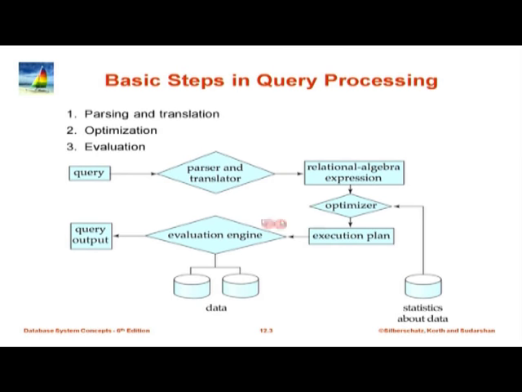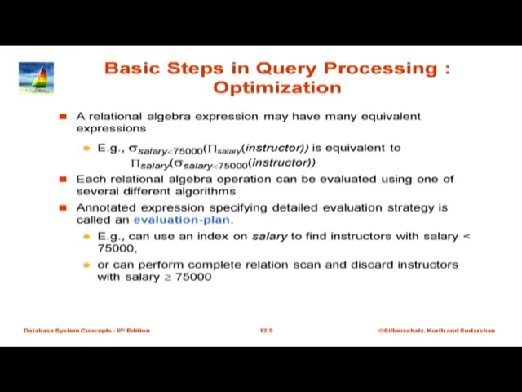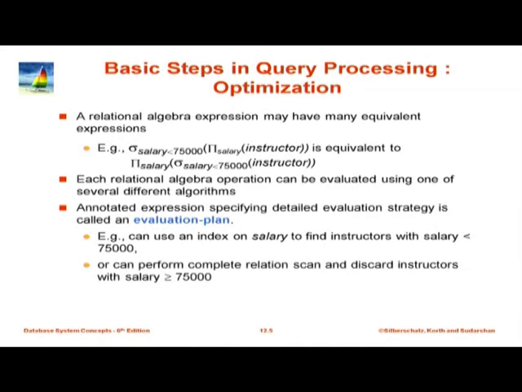Now, that plan is passed on to an evaluation engine, which takes the actual data from the database, processes the query and outputs the query result. So that's a summary of query processing. We have already seen these. Now, first, let's focus on the alternative plans for a particular query. Let's start with the relational algebra expressions, and then we will go deeper into actual specific algorithms for evaluating specific relational algebra operations.